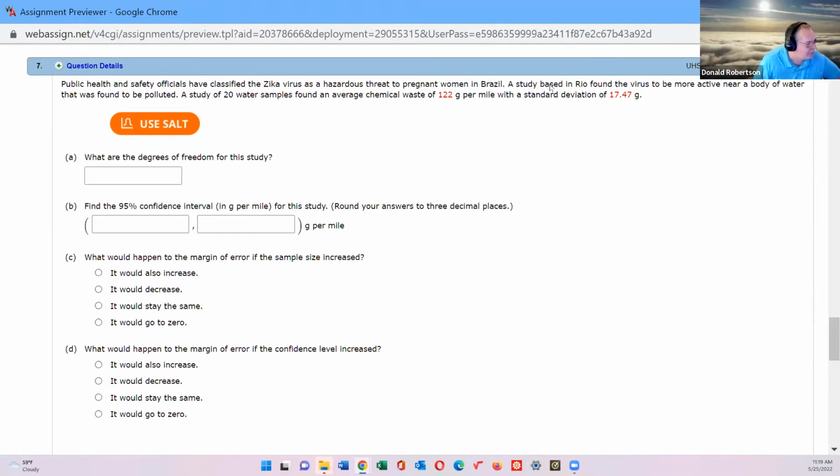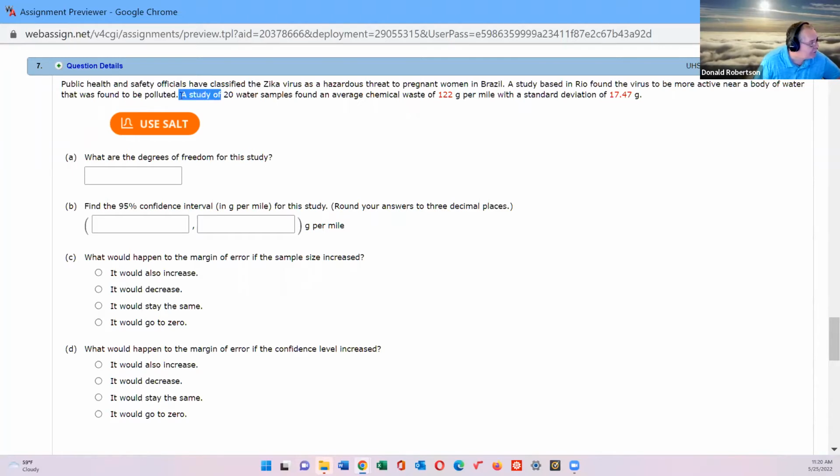So here's a study based in Rio de Janeiro, found that the virus was more active near a body of water that was found to be polluted. Okay, so this virus hangs around dirty water, right? So they kind of knew where it came from.